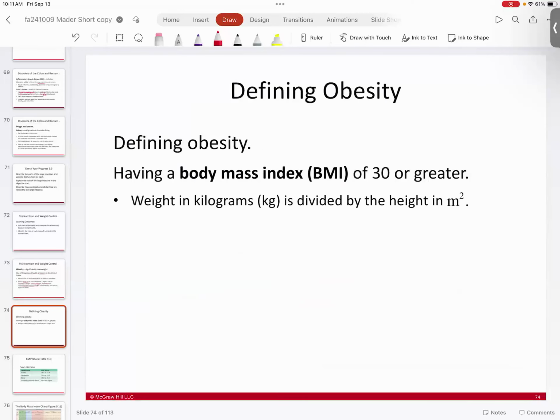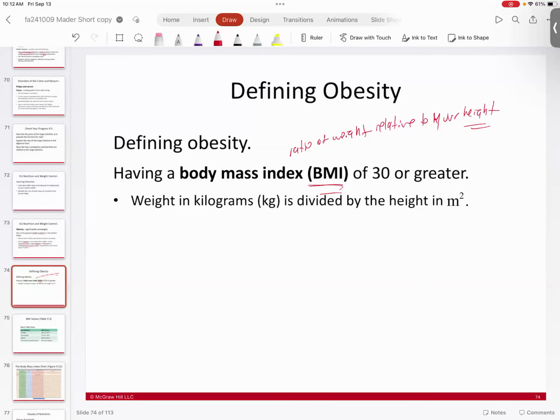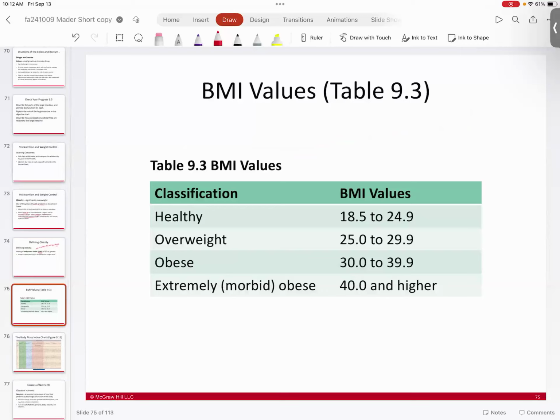Now, here's the question: how do we define obesity, right? So in the healthcare industry, we have what's called the BMI, the body mass index, which is basically a ratio of your weight relative to your height. So generally speaking, if you have a BMI of 30 or greater, then we basically get the ratio of your weight to your height. So this is what it looks like for BMI values.